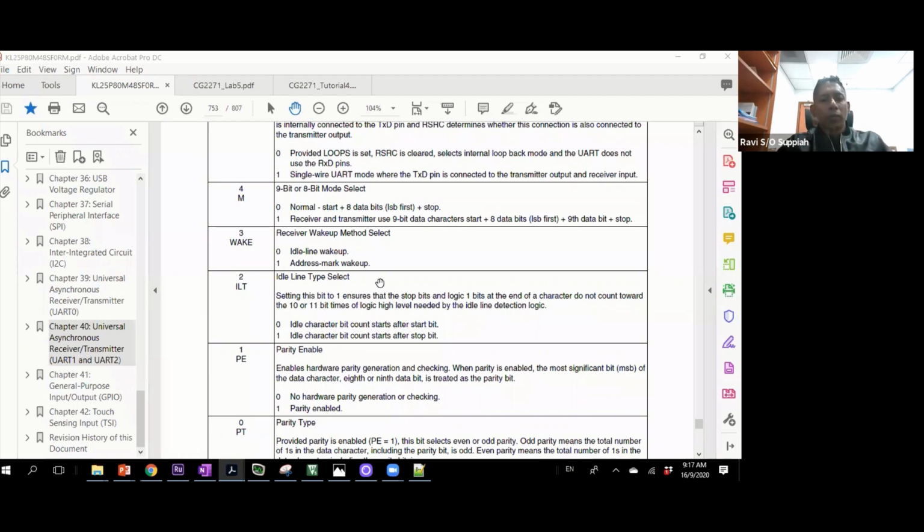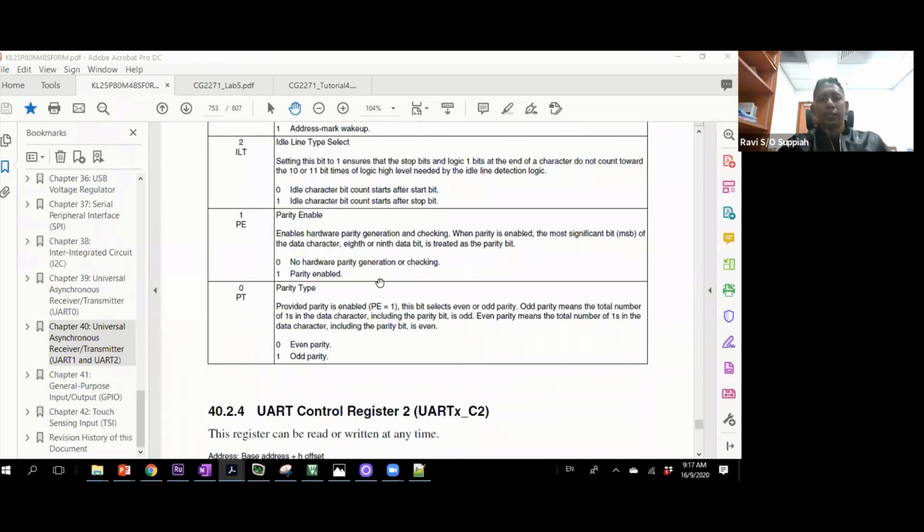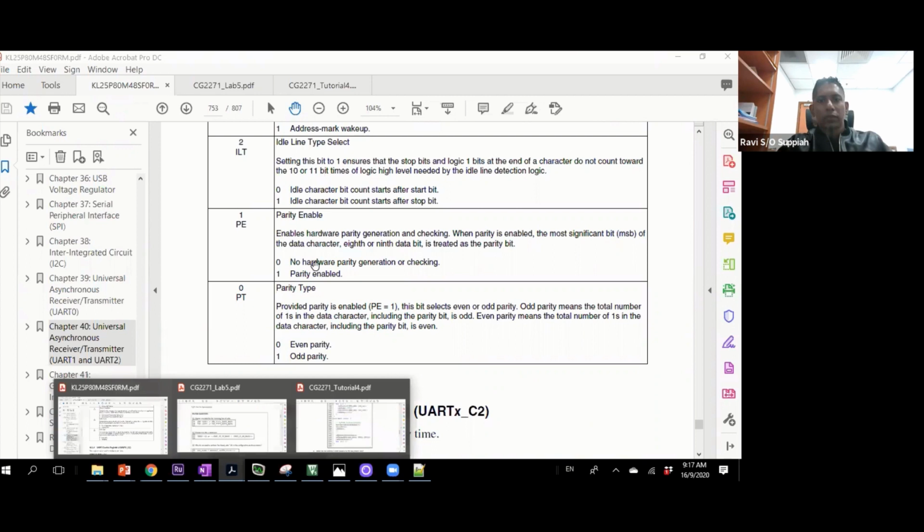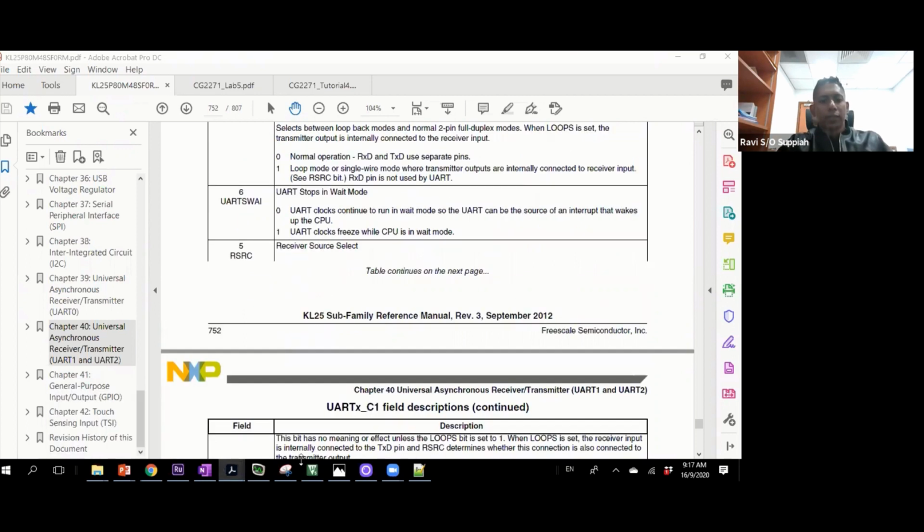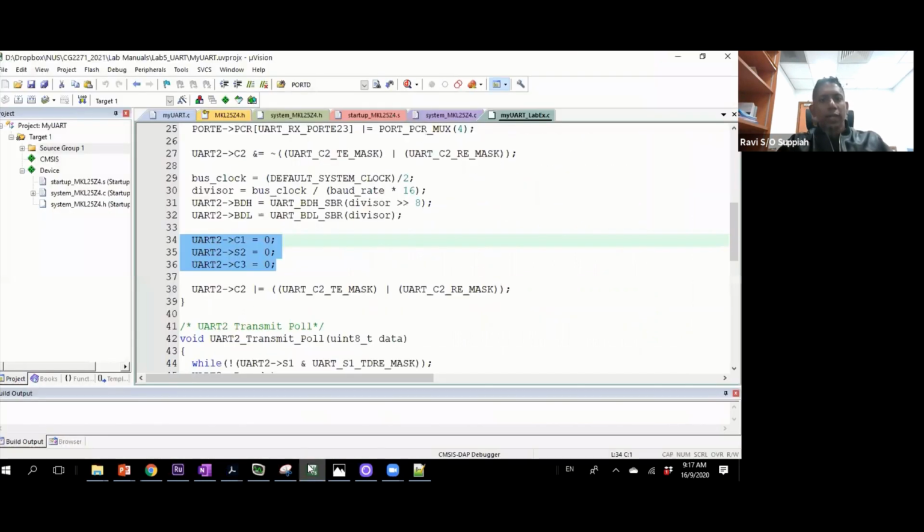The only thing that you may want to change, if you are interested, is the parity. If you want to add parity to your transmission, then you need to make sure you enable parity and set whether you are doing odd or even parity. In my example, I'm not doing parity check, so everything is 0. That was your C1 register. The next ones are your S2 and C3.